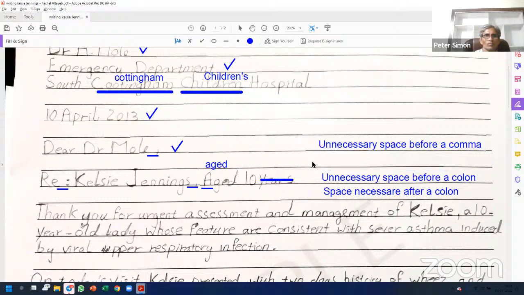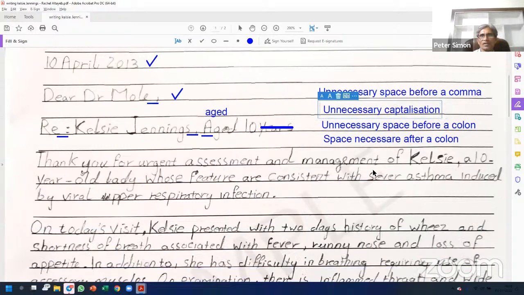Thank you for urgent assessment and management of Kelsie, a 10-year-old lady. How can you say lady? It's not right. 10-year-old girl, you can say. Child, you can say. Lady is above 18 years of age. A woman, a lady. All right. That's it.